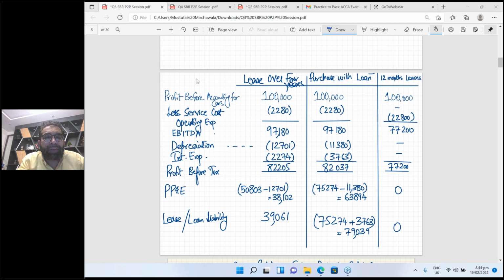Now first of all, I have deducted the annual service charge cost, which we just calculated was 2280. The moment you deduct 2280, because this is like operating expenses, you will get EBITDA. Sir, why is this 97180 EBITDA? Let me tell you, because EBITDA means earnings before interest, tax, depreciation and amortization.